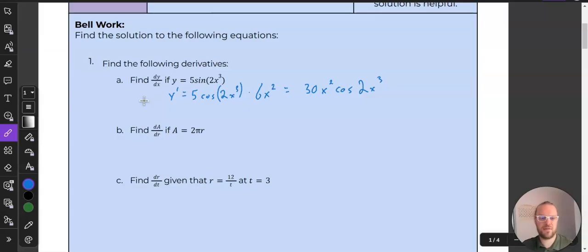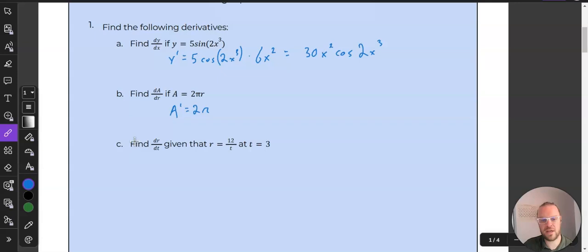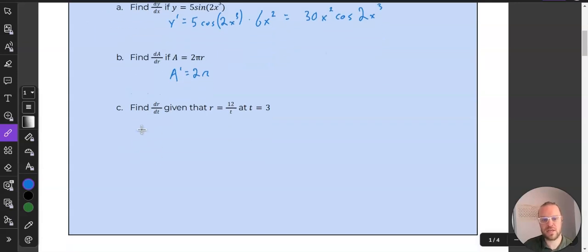Now for this one, it's not really any different, except that this time it's telling us, hey, we're going to take the derivative with respect to r. Meaning that if there's an r, that's the thing we're deriving. So in this case, it's just A prime equals 2 pi, because the r would become 1. And then likewise down here, we're taking the derivative this time with respect to t. The one on the bottom is the one we're always taking it with respect to.